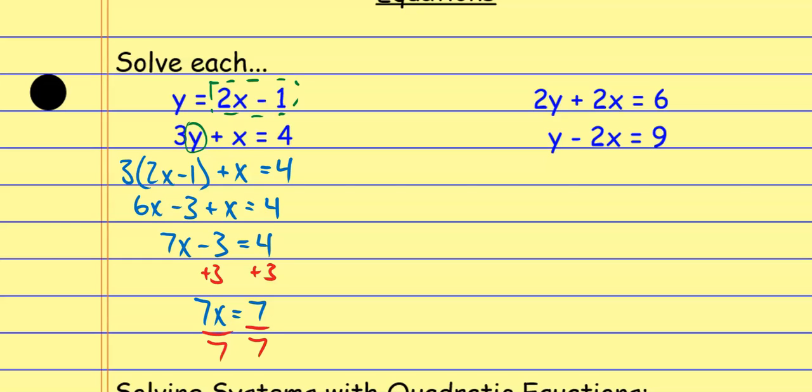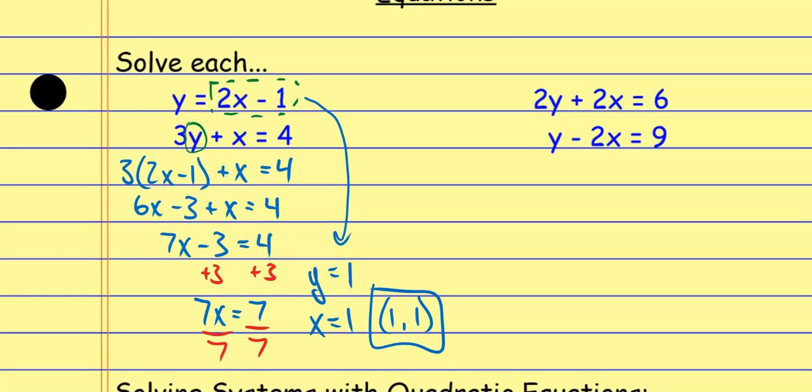I still have to plug this thing back in. So after I get x equals 1, I need to find the y value also. So I need to plug it back into one of these. If I plug it into this one, I get y equals 2 minus 1, which is also a 1. So it's 1 comma 1. I write the answer as an ordered pair.